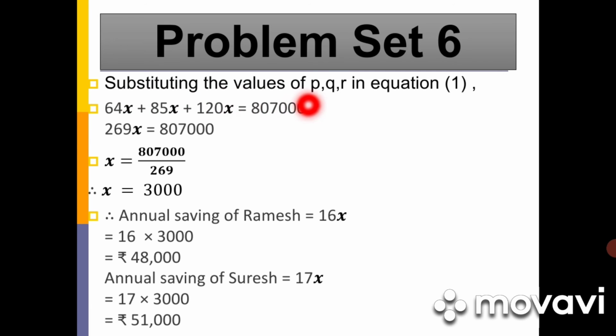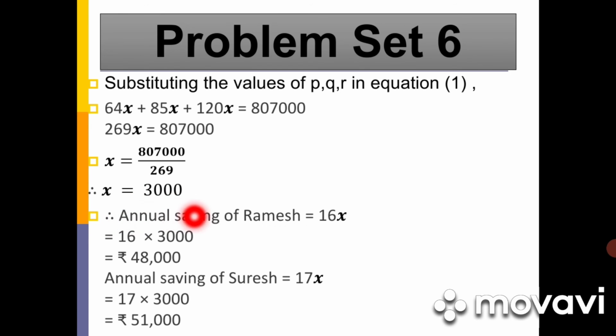Substituting the values of p, q and r in equation 1, 64x plus 85x plus 120x is equal to 8,07,000. Therefore, 269x is equal to 8,07,000. Therefore, x is equal to 8,07,000 upon 269. Therefore, x is equal to 3,000.